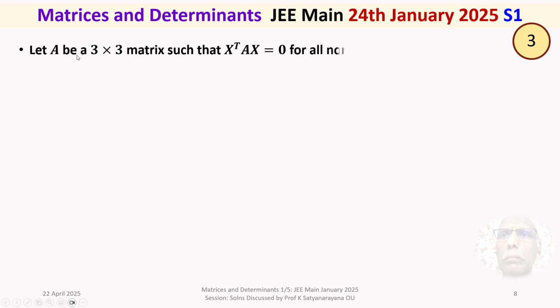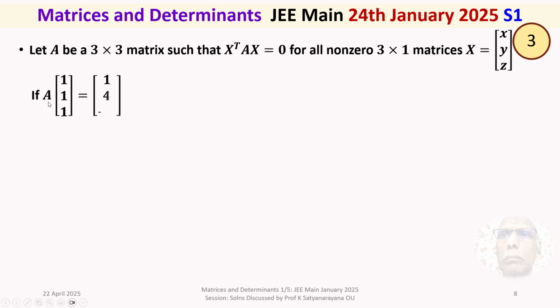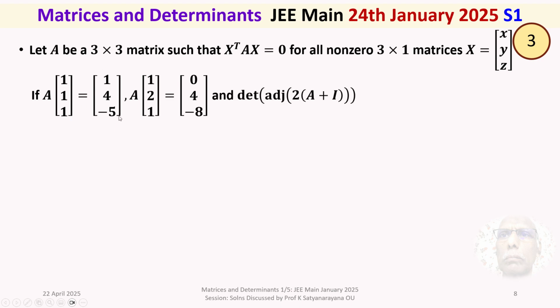The given question is, let A be a 3 by 3 matrix such that X transpose AX is equal to 0, for all non-zero 3 by 1 matrices, that means column matrices, capital X is equal to the column vector X, Y, Z. If A times the column vector 1, 1, 1 is equal to the column vector 1, 4, minus 5, and A multiplied by the column vector 1, 2, 1 is equal to the column vector 3, 0, 4, minus 8, and the determinant of adjoint of (2 times A plus I) is 2 power alpha, 3 power beta, 5 power gamma, for alpha, beta, gamma belongs to set of natural numbers, then what is alpha square plus beta square plus gamma square? That's the question. Right.